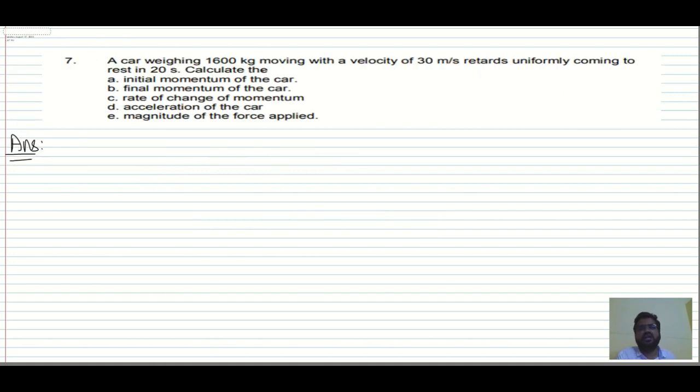Seventh question, a car weighing 1600 kg moving with a velocity 30 meter per second retards uniformly coming to rest in 20 seconds. So initial velocity is given, that is 30 meter per second. Final velocity is 0 meter per second. Time t is equal to 20 seconds. Right. And mass is given, and that is 1600 kg.